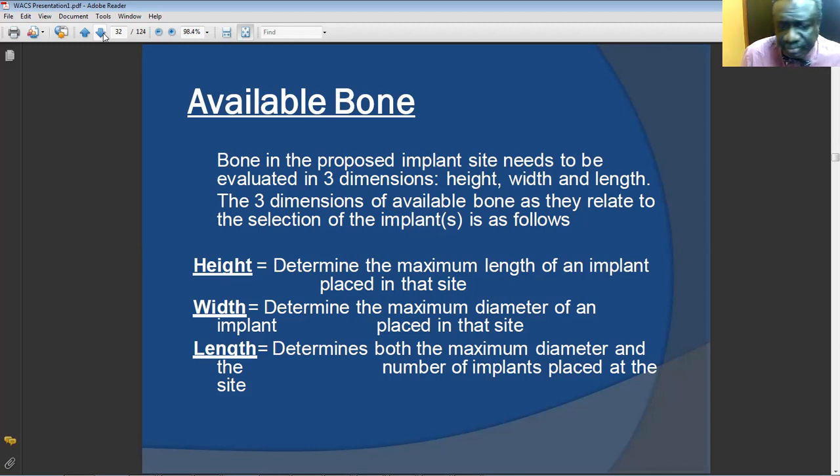The height determines the maximum length of implant placed in that site. The width determines the maximum diameter of an implant placed in that site. And the length determines both the maximum diameter and the number of implants that you can place in that site. And I will show you as we go on.